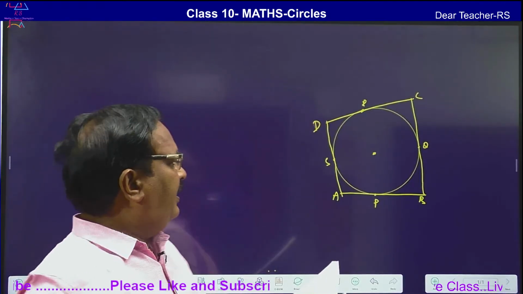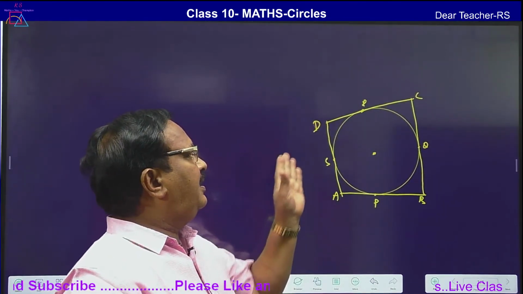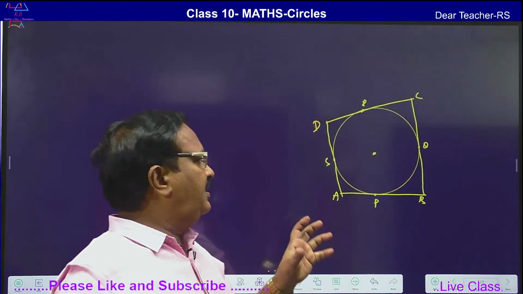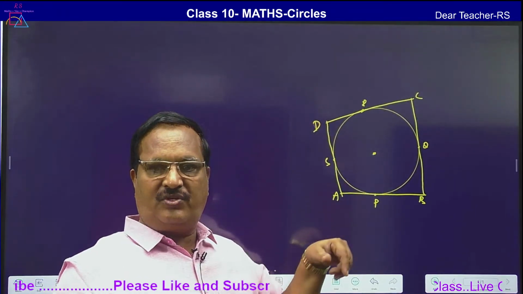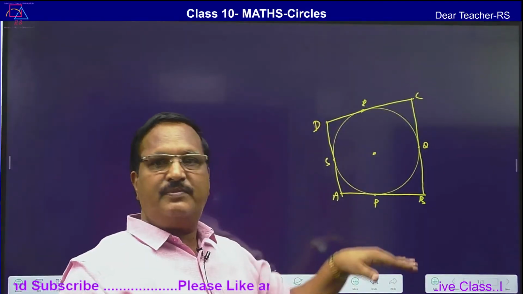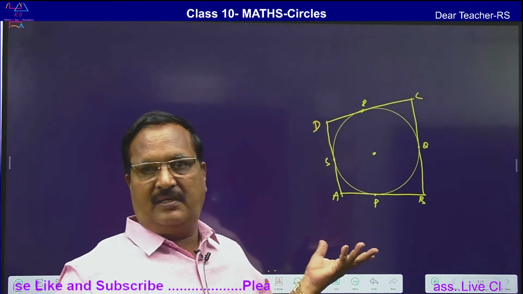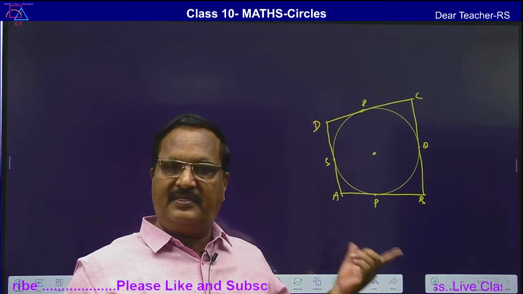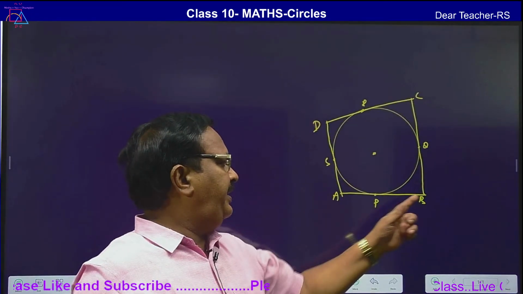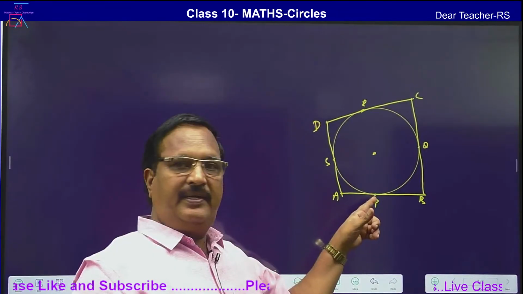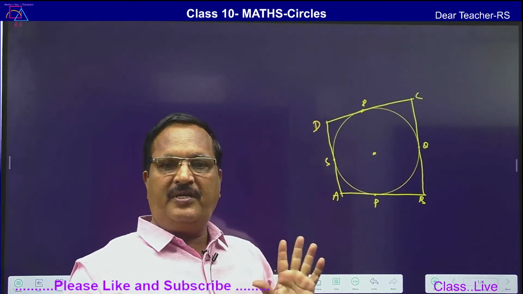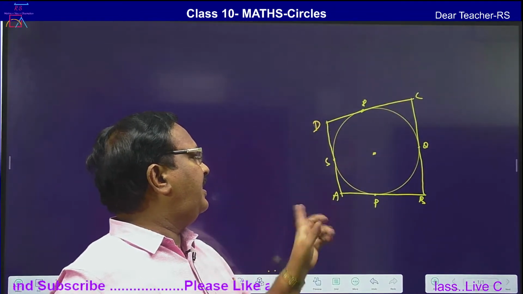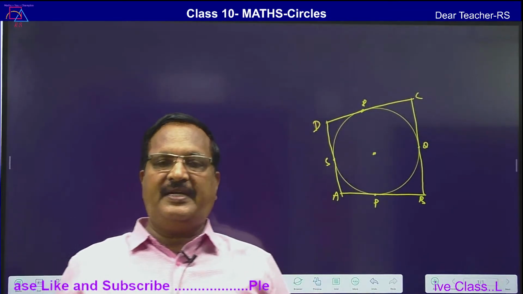Now, circle is inscribed, quadrilateral is circumscribed. So we can use these mathematical words. Circle is inscribed inside the quadrilateral, or quadrilateral is circumscribed, that means outside the circle. So now here tangents are there. Each side of the quadrilateral is a tangent. AB is a side and it is also a tangent at P. So P, Q, R, S are the points of tangency, and AB is a tangent, BC is a tangent, CD is a tangent, and AD is a tangent. So all the 4 sides are tangents.